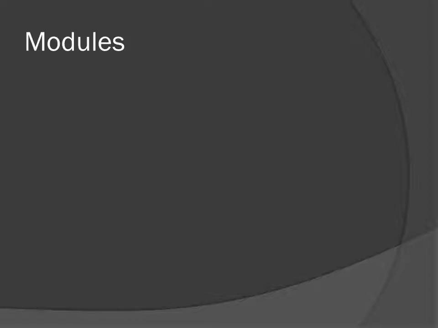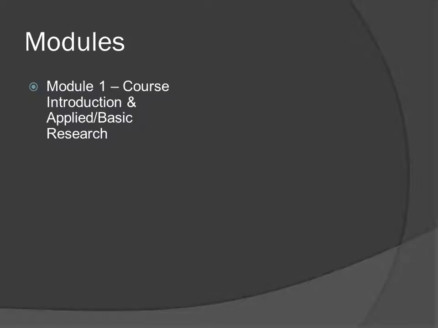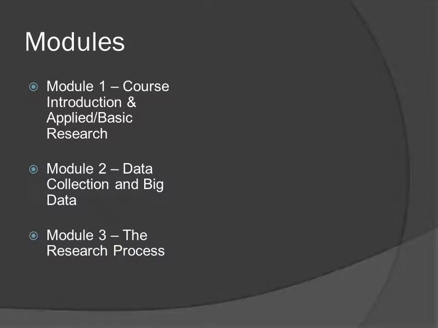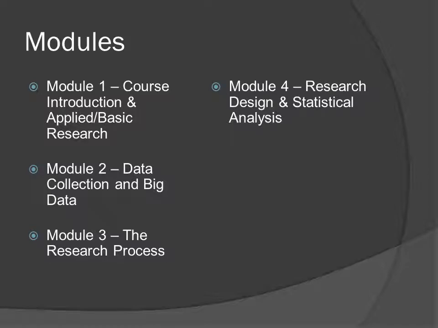Looking at each module, Module 1 provides a course introduction as well as goes into applied and basic research. You are doing part of Module 1 right now because we're introducing the course. Module 2 looks at data collection and big data. Module 3 covers the research process. Module 4 looks at research design and statistical analysis.